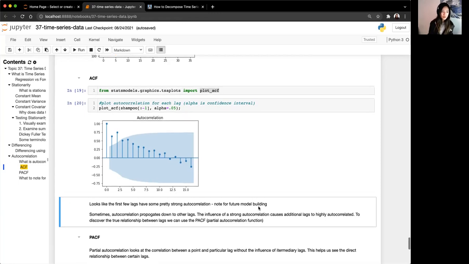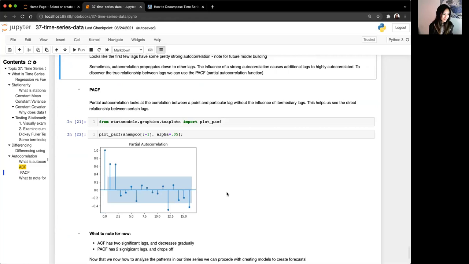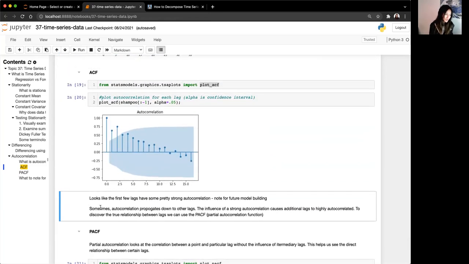So what is PACF? This is the next thing that we're going to talk about. Sometimes autocorrelation propagates down to other lags. So the influence of a strong autocorrelation will cause additional lags to be highly autocorrelated. To discover the true relationship between lags, we can use PACF, and that's partial autocorrelation. Now, that was kind of abstract, but PACF aims to find out the true correlation without the effect of intermediate lags.